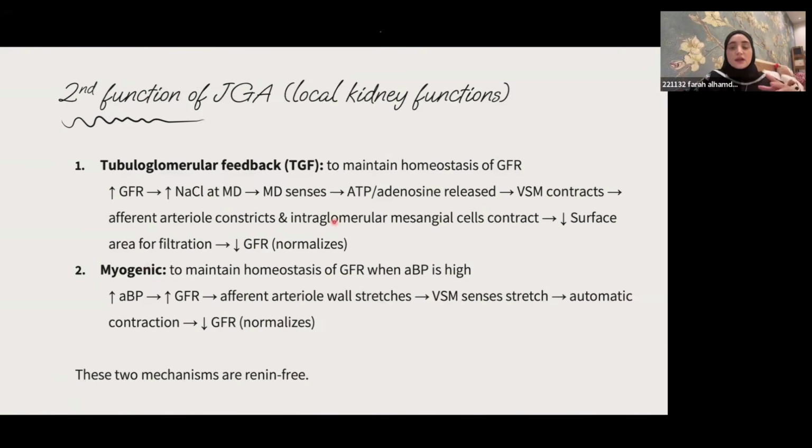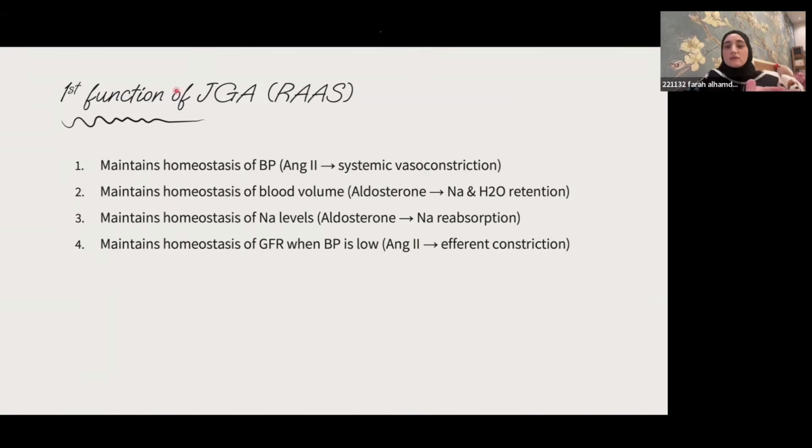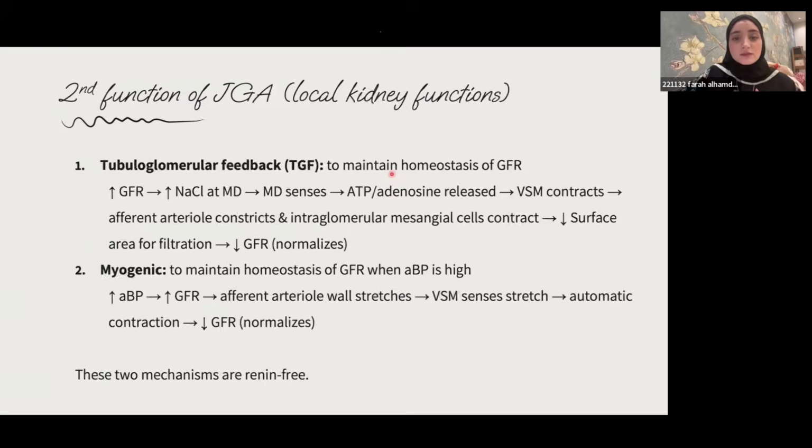So what do they do? They automatically cause contraction, and the GFR decreases or normalizes. These two mechanisms are renin-free. Did I mention renin at all here? No, because these are two renin-free mechanisms inside the kidney. The renin part is for the entire body to maintain homeostasis.